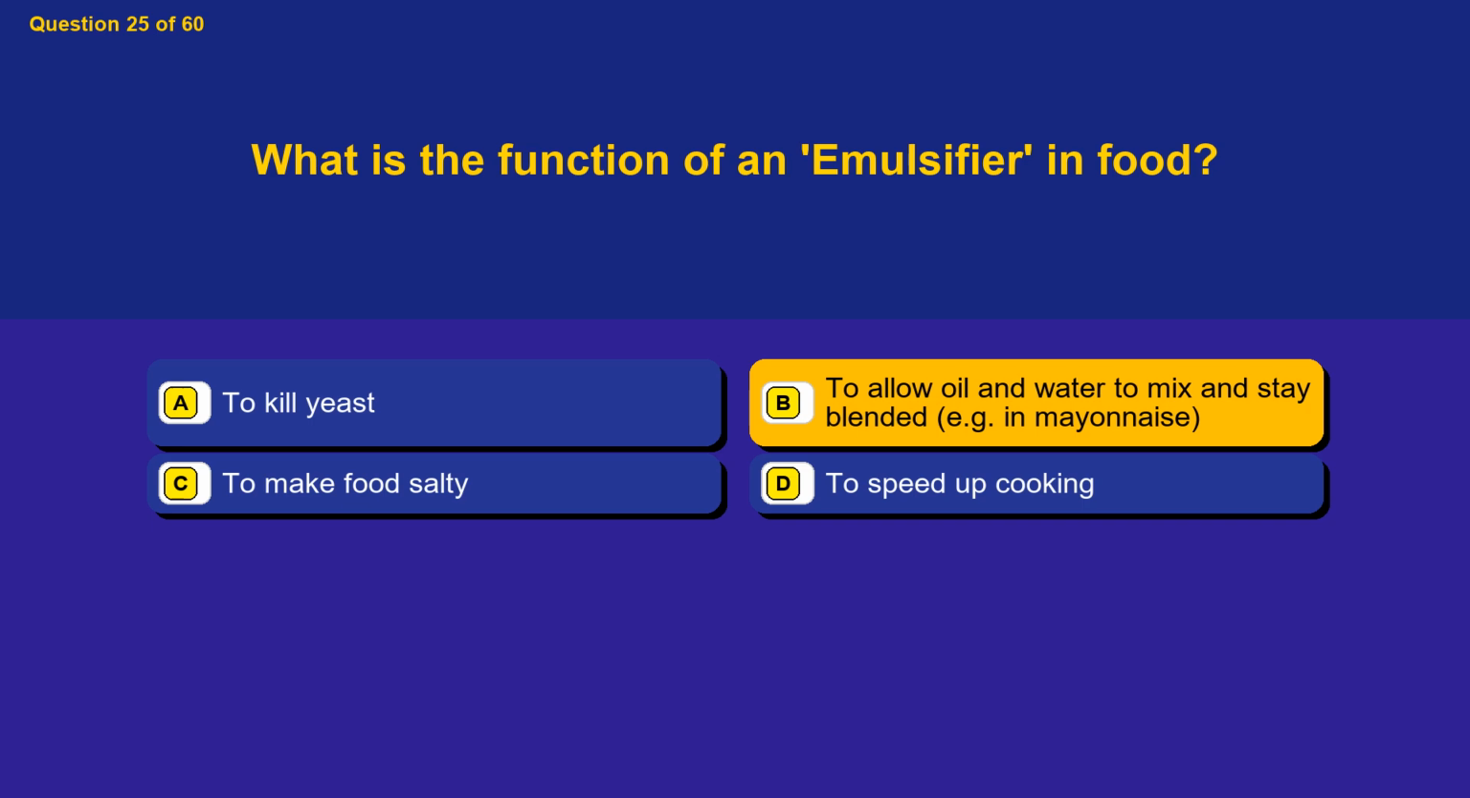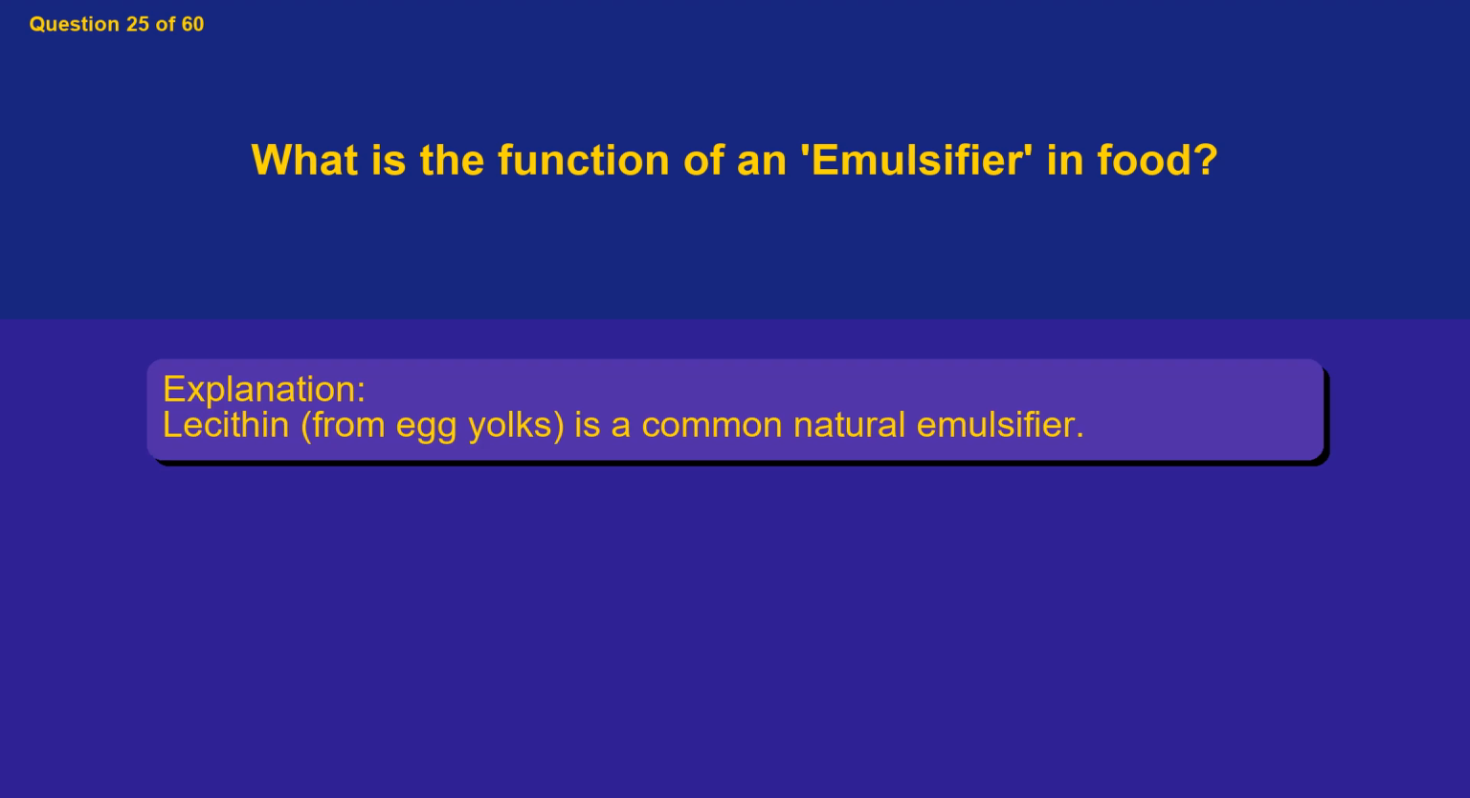The correct answer is option B. To allow oil and water to mix and stay blended, e.g. in mayonnaise. Lecithin, from egg yolks, is a common natural emulsifier.